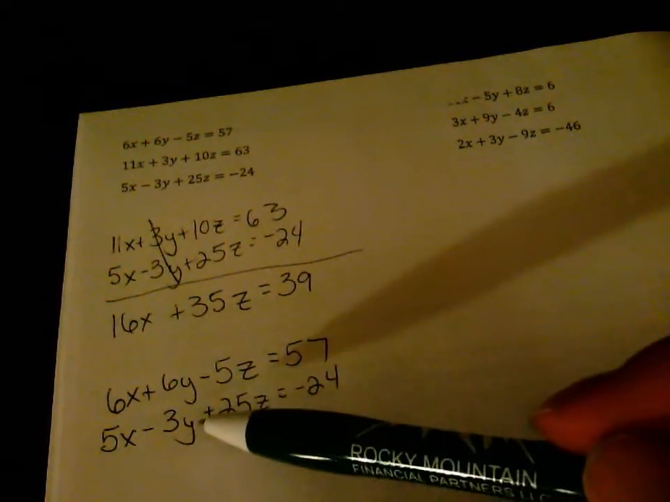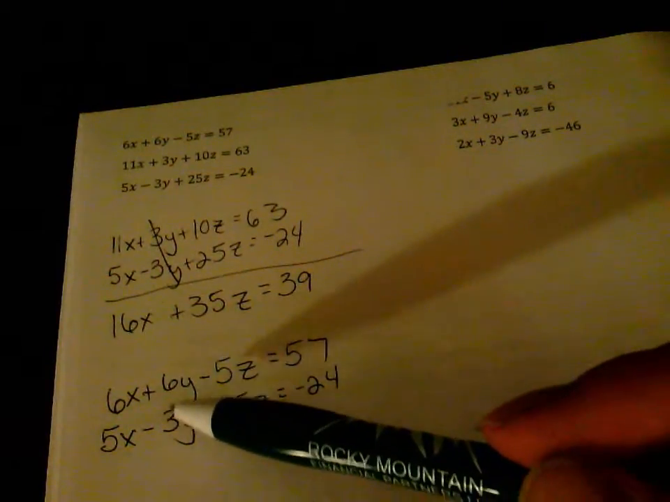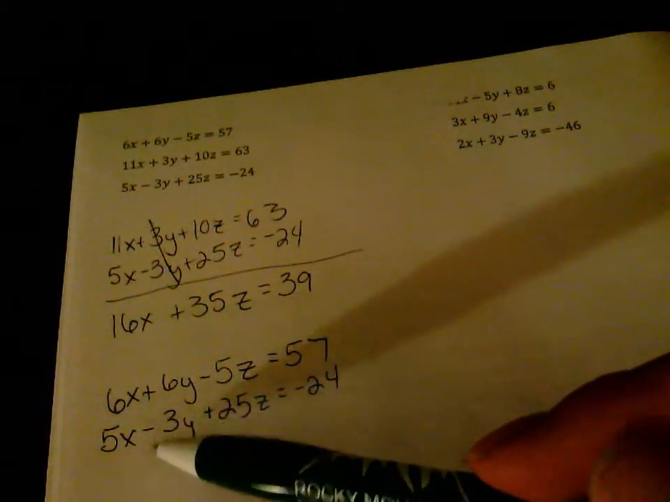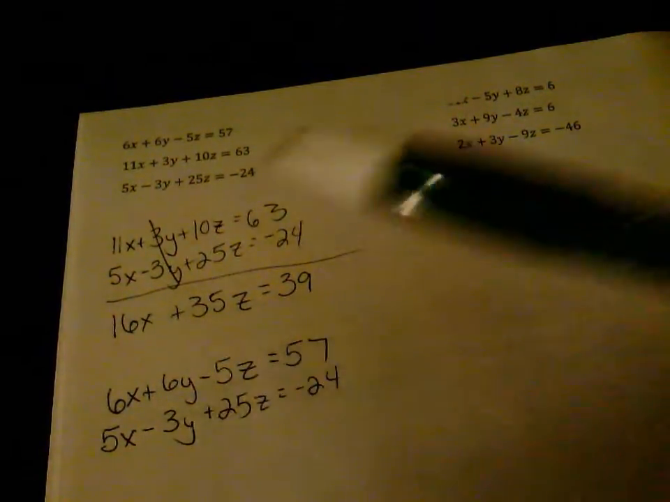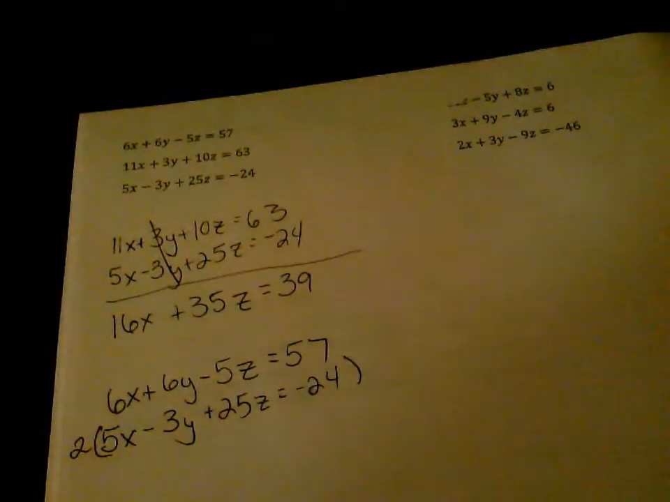Now, I need to make these the same number. And I know if I take 3 and multiply it by 2, I will get to 6. And since it's a negative 3, that'll give me the negative 6 I need. So I'm only going to multiply one of these equations this time, and it's going to be this one right here. Sometimes you have to multiply both, but this way I don't have to.